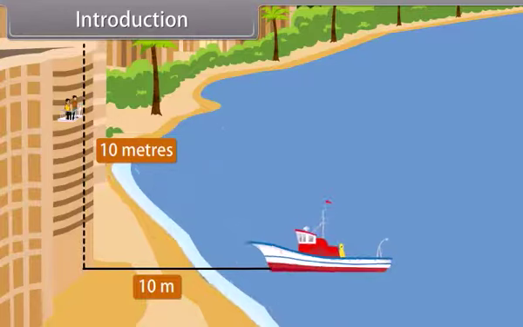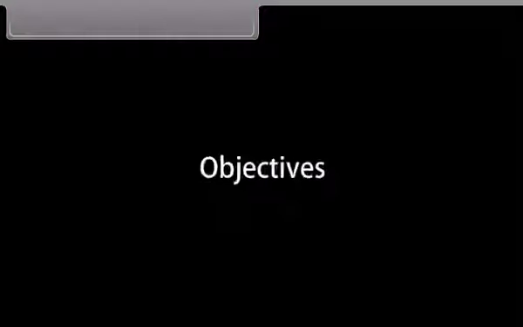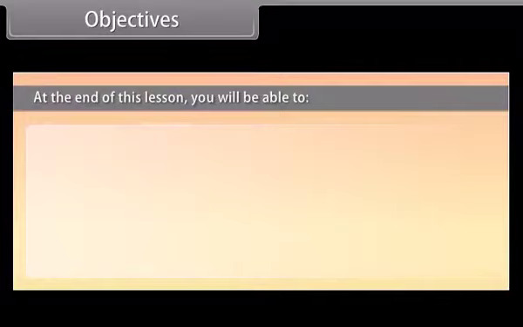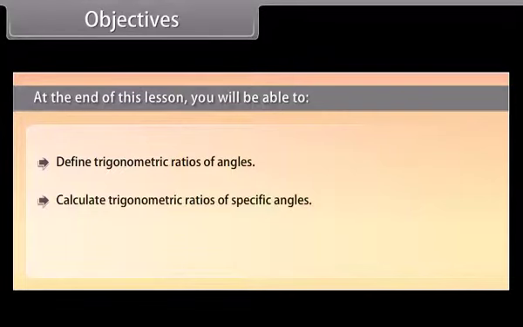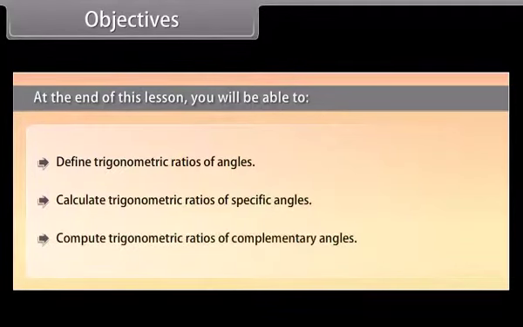In this lesson, you will learn about the relationship between angles and sides of a triangle. Objectives. At the end of this lesson, you'll be able to define trigonometric ratios of angles, calculate trigonometric ratios of specific angles, and compute trigonometric ratios of complementary angles.